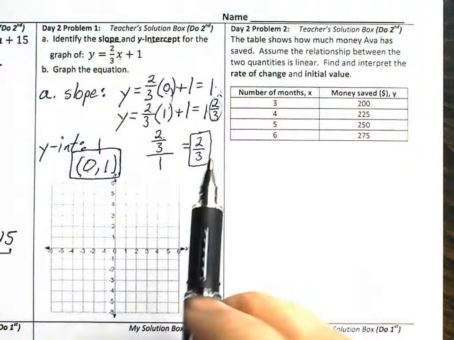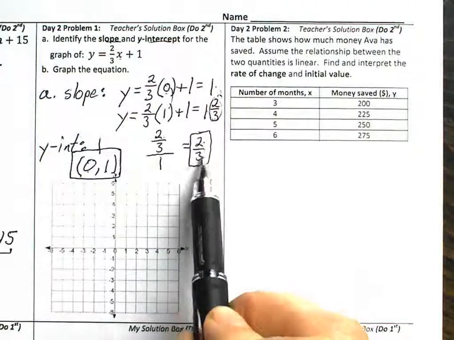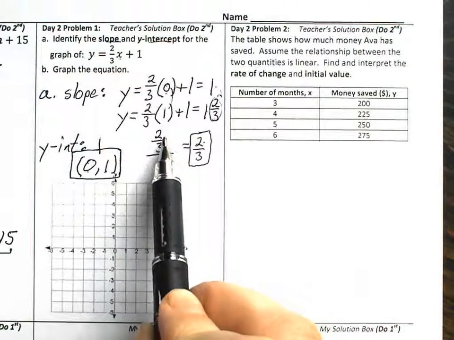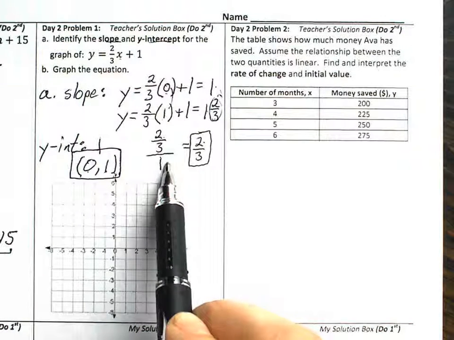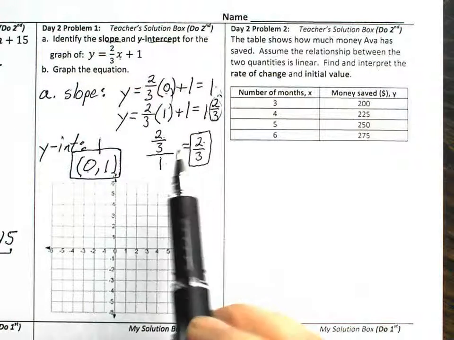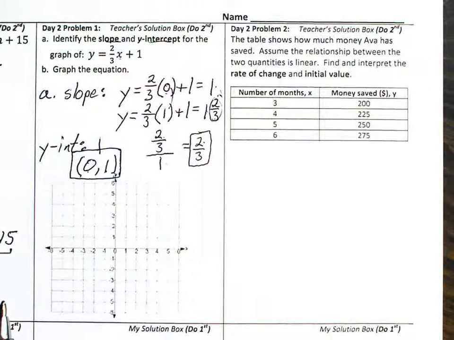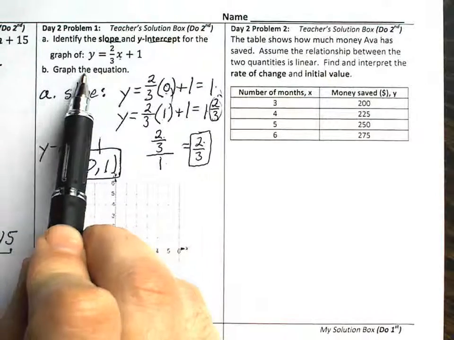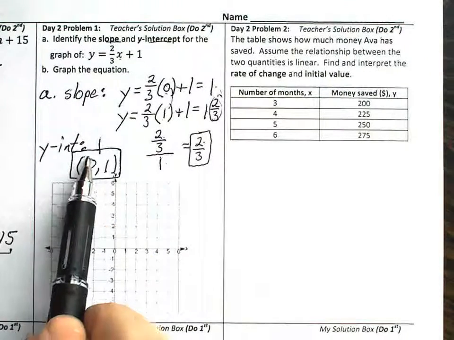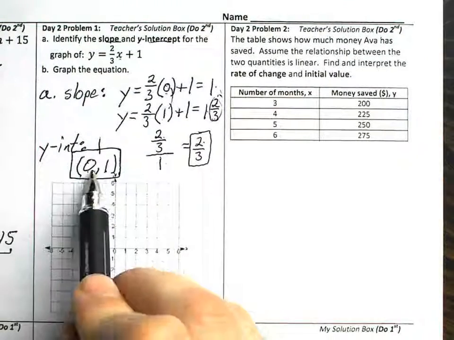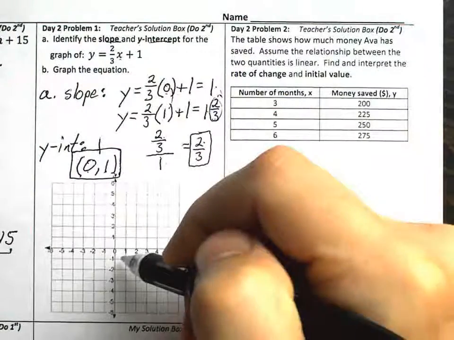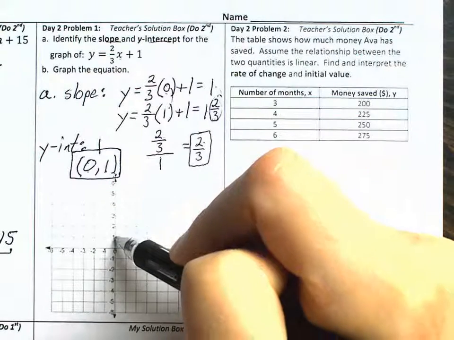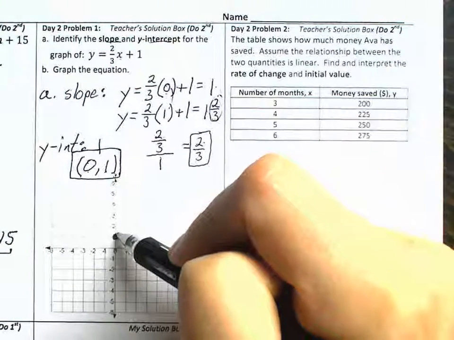So we figured out the slope of our line is 2/3, or another way to think of it, the y changes by 2/3 when the x changes by 1. And we've also figured out the y-intercept dot. So in question B, we can use that information to graph the equation. Let's start with the y-intercept dot, 0, 1. Here's the origin. Put a dot at 0, 1. That's just up to the 1, and here's the dot.